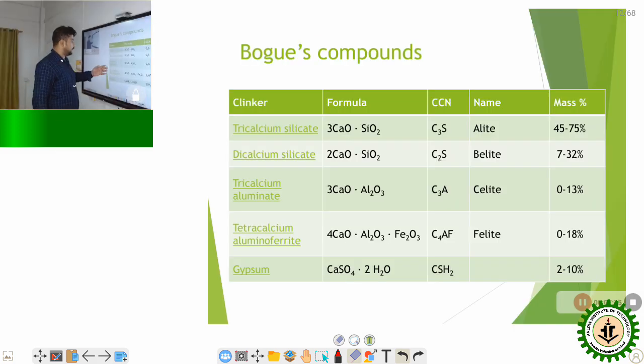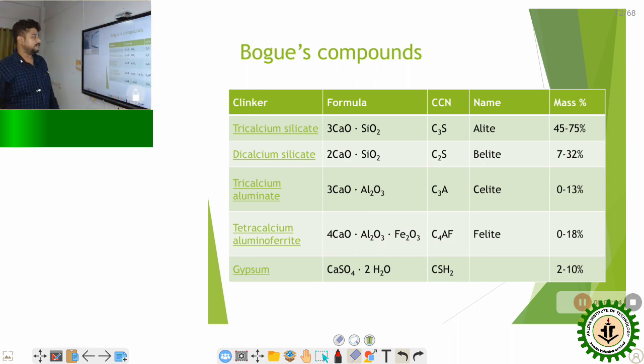And these are the Bogue compounds, which is tricalcium silicate, 3CaO.SiO2. I already told you this, please remember it, because CaO is abbreviated as C in civil engineering, so it is C3S. The abbreviation is nothing but a type of nomenclature in civil engineering. CaO is abbreviated as C, SiO2 as S, giving C3S, and its common name is alite.